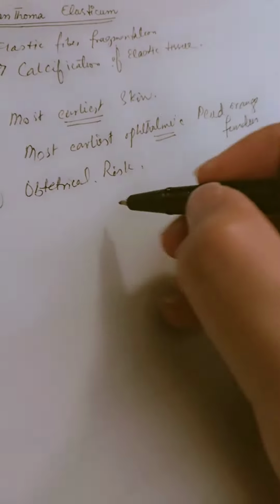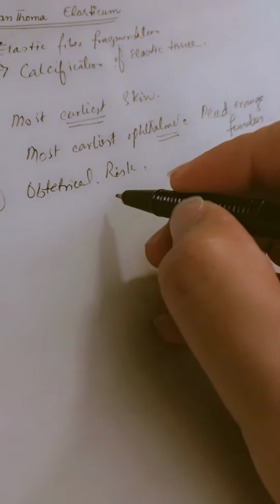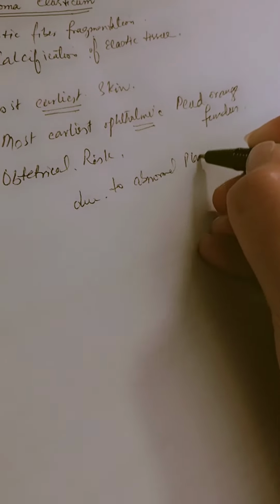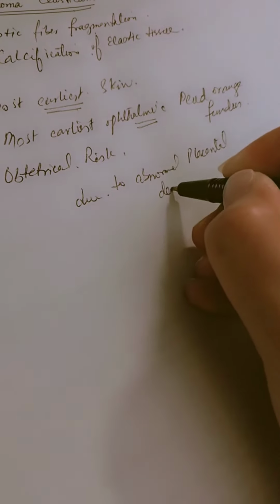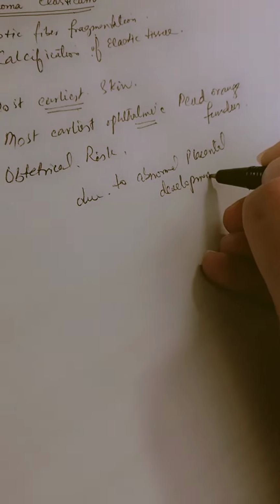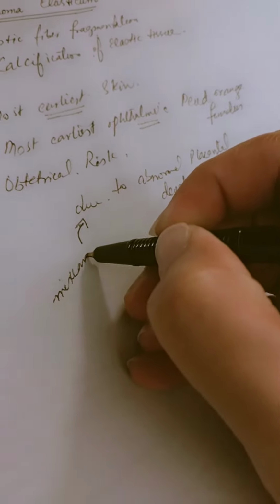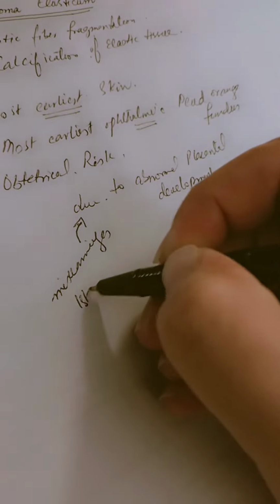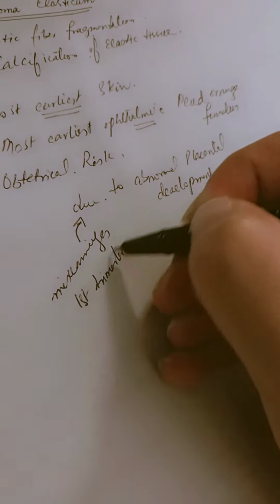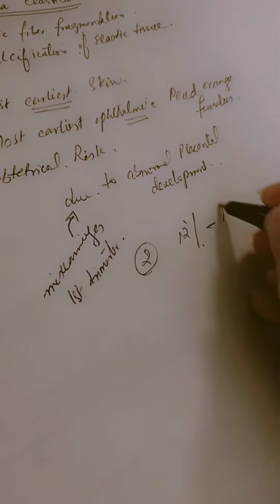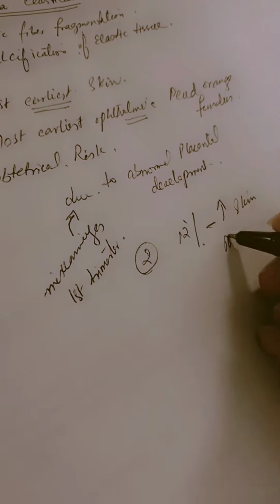Obstetrical risk: there is an increased risk of miscarriages in the first trimester due to abnormal placental development. And the second thing is that 12% of pregnancies suffer exaggerated skin manifestations.